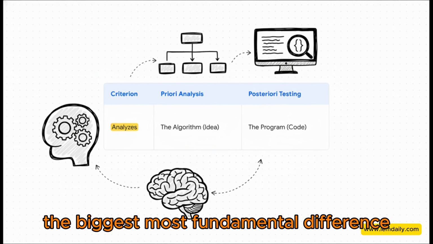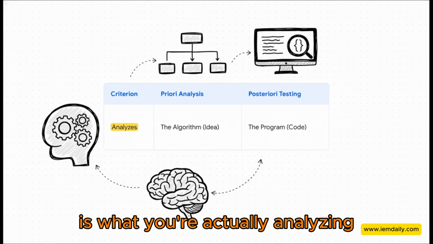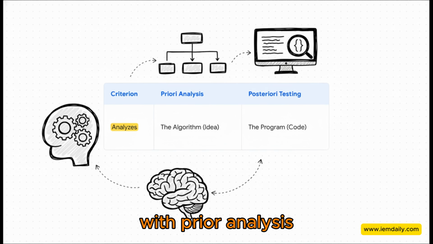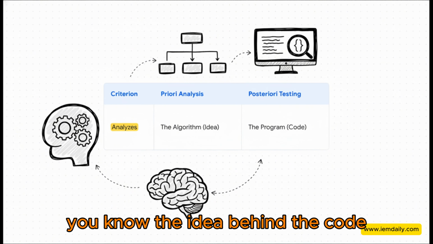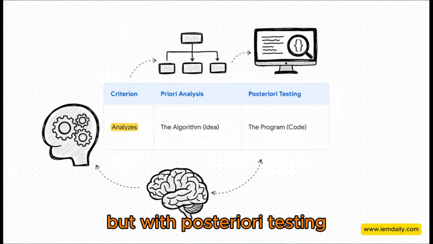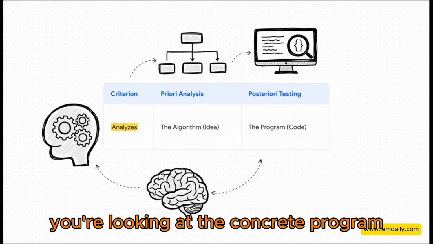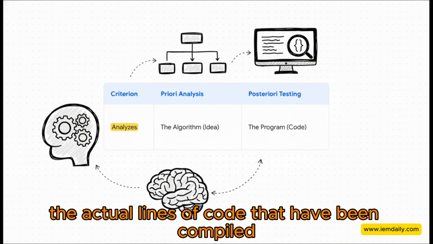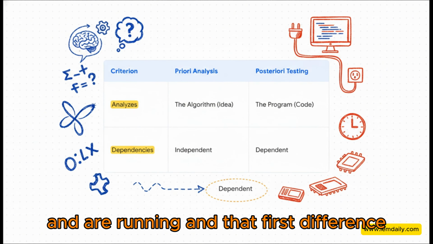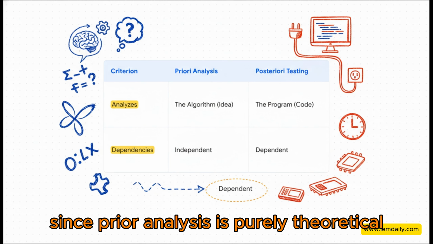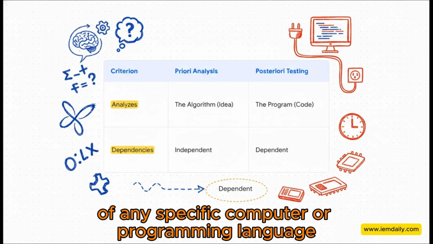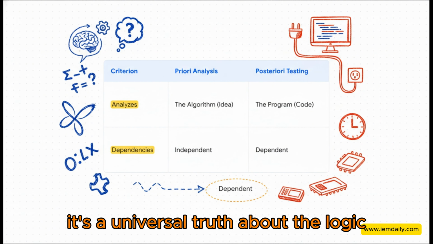The biggest, most fundamental difference is what you're actually analyzing. With priori analysis, you're focused on the abstract algorithm, the idea behind the code. But with posteriori testing, you're looking at the concrete program, the actual lines of code that have been compiled and are running. And that first difference leads directly to the next one, dependencies. Since priori analysis is purely theoretical, it's totally independent of any specific computer or programming language. It's a universal truth about the logic.